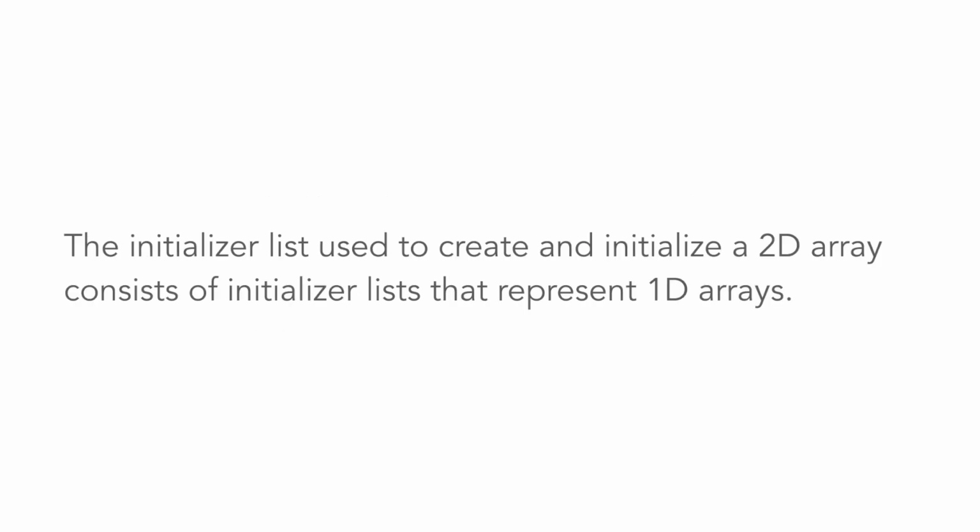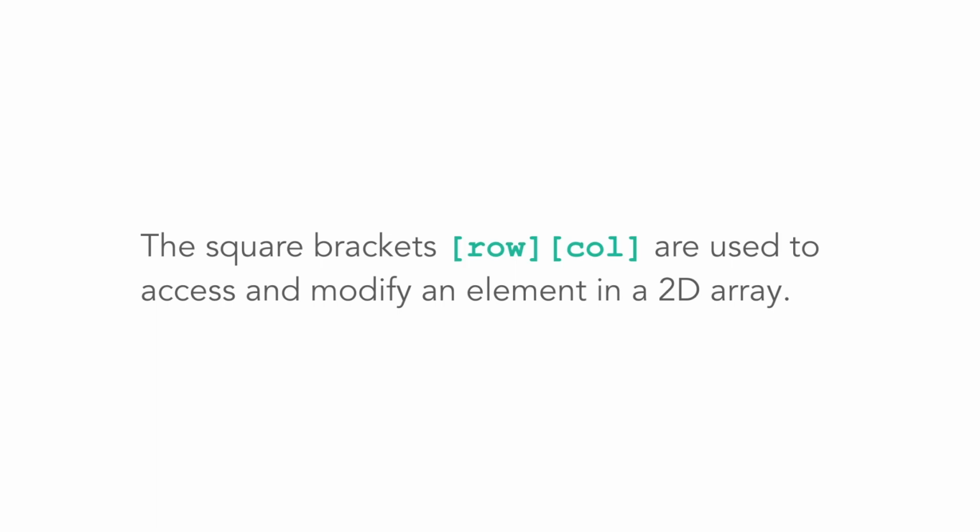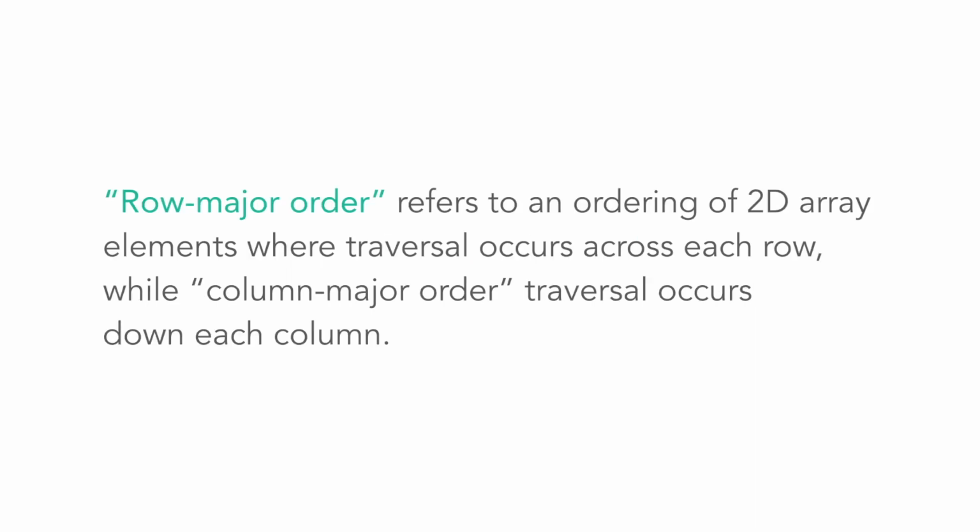The initializer list used to create and initialize a 2D array consists of initializer lists that represent 1D arrays. The square brackets [row][column] are used to access and modify an element in a 2D array. Row major order refers to an ordering of 2D array elements where traversal occurs across each row, whereas column major order traversal occurs down each column.